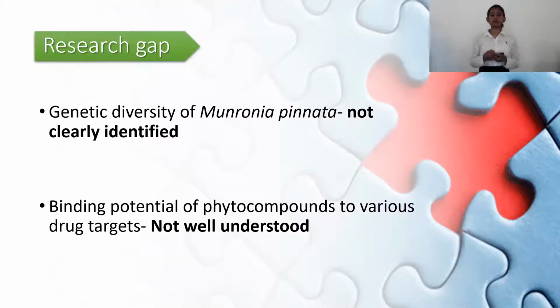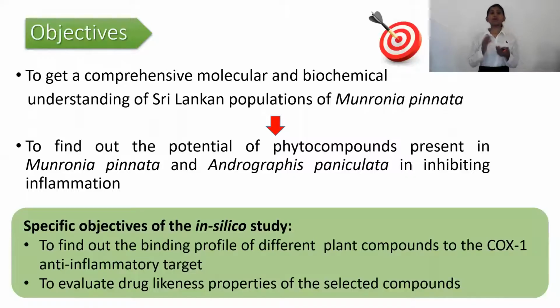The genetic diversity of Munronia pinnata was not clearly identified, and the binding potential of phytocompounds to various drug targets was not well understood. Therefore, my original objective of this research was to get a comprehensive molecular and biochemical understanding of Munronia pinnata and compare its biological properties with its substitute Andrographis paniculata.